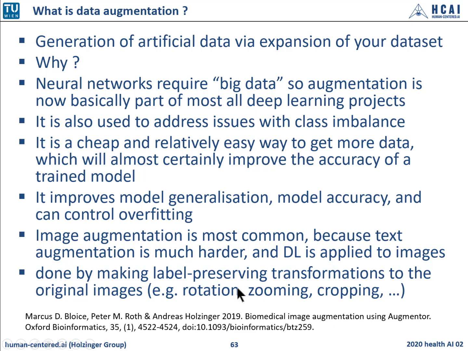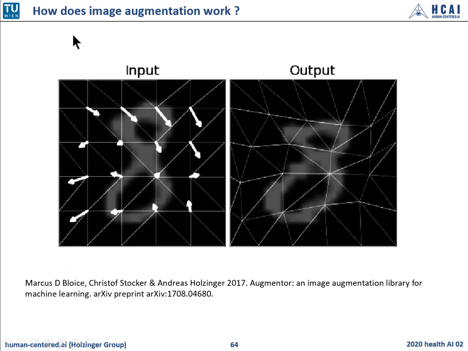And how is it done? By making label-preserving transformations to the original images, for example. So you can rotate, you can zoom in, crop, and so on, and you can produce a lot more images. How is it done here? How does this image augmentation work?